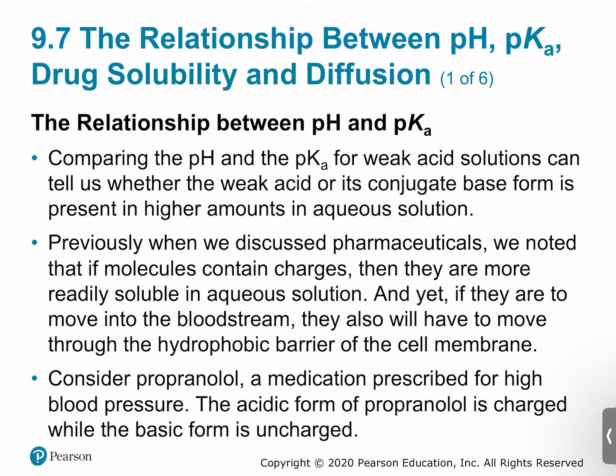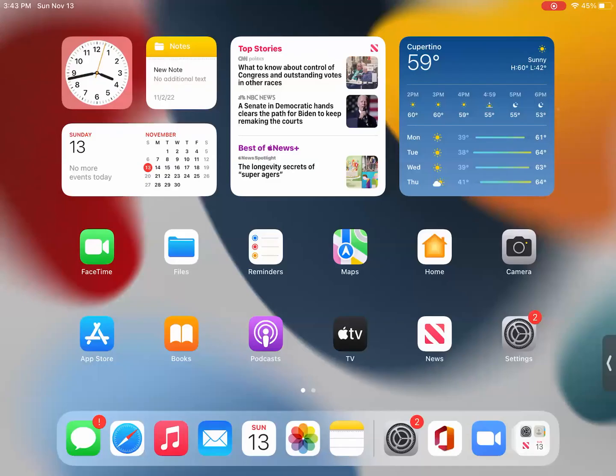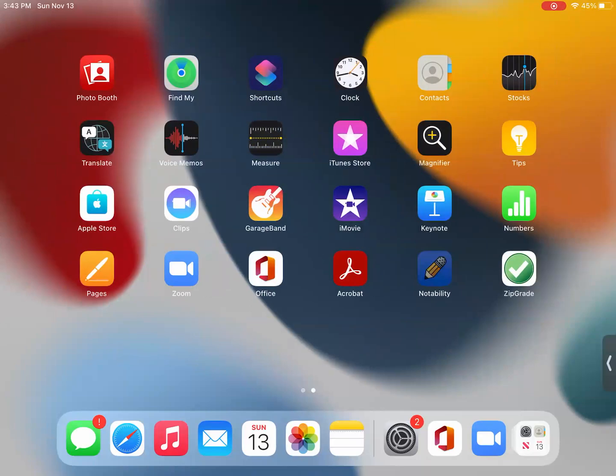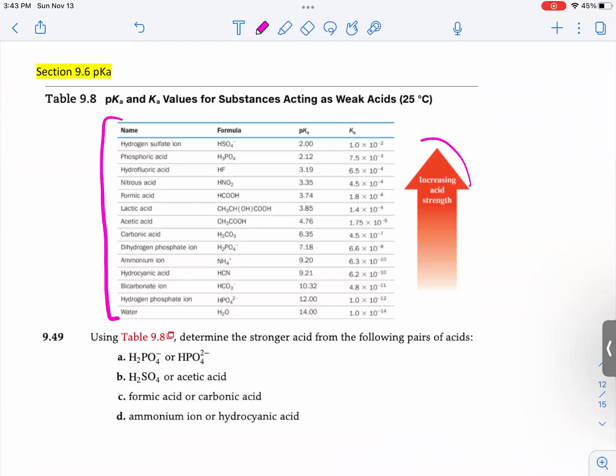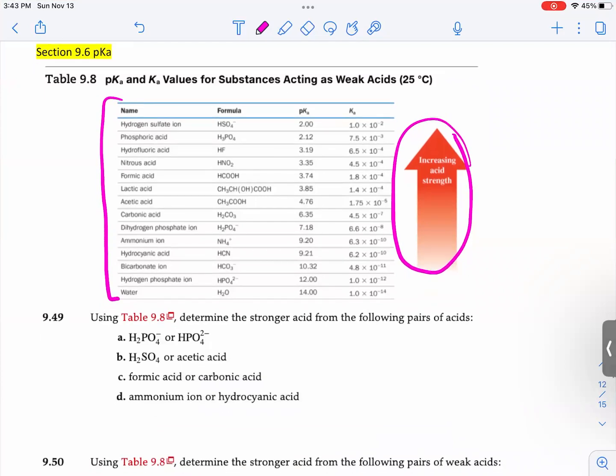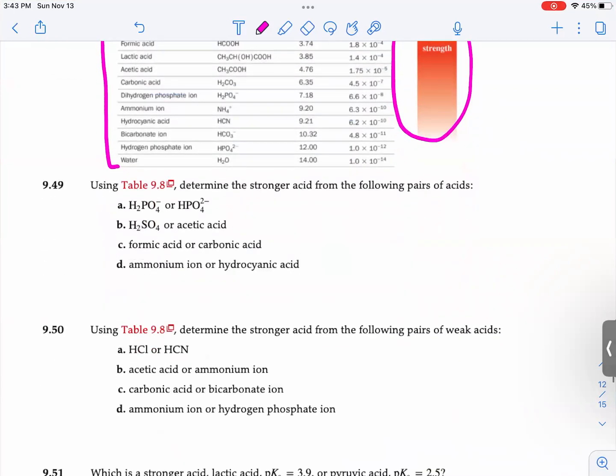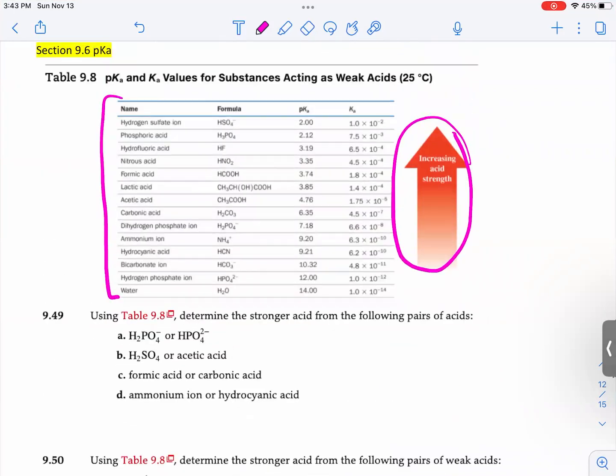Okay, so let's go over some problems. Where's my Notability? Here. So you're going to have this table, but you're not going to have this arrow. You have to know this, okay? So let's work 9.49.